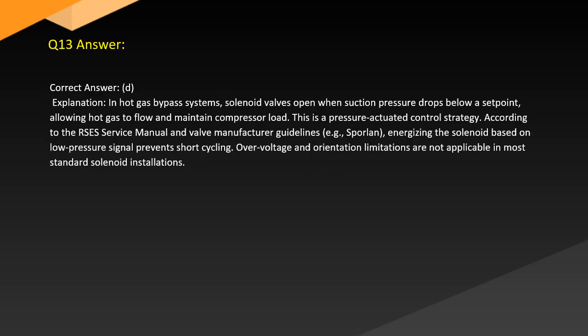Answer. Correct answer, D. Explanation. In hot gas bypass systems, solenoid valves open when suction pressure drops below a set point, allowing hot gas to flow and maintain compressor load. This is a pressure-actuated control strategy according to the RSES service manual and valve manufacturer guidelines, e.g. Sporlan. Energizing the solenoid based on a low-pressure signal prevents short cycling. Overvoltage and orientation limitations are not applicable in most standard solenoid installations.